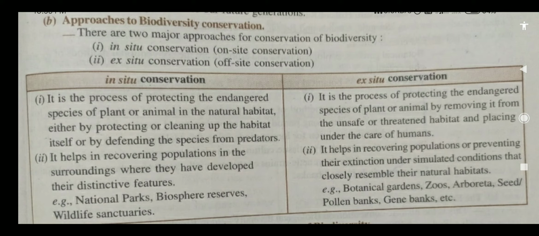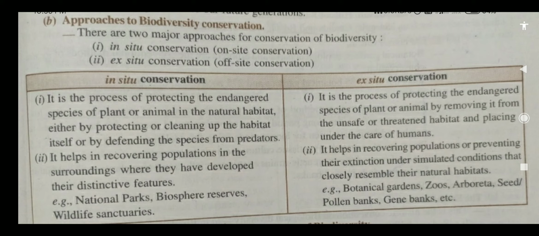It helps in recovering the population or preventing their extinction under simulated conditions that closely resemble their natural habitat. So we are making a habitat similar to their natural habitat, but the organisms, plants and animals are conserved outside their natural habitat. So botanical gardens, zoos, arboreta, seed banks, pollen banks, gene banks: these are some approaches of ex situ conservation or off-site conservation.